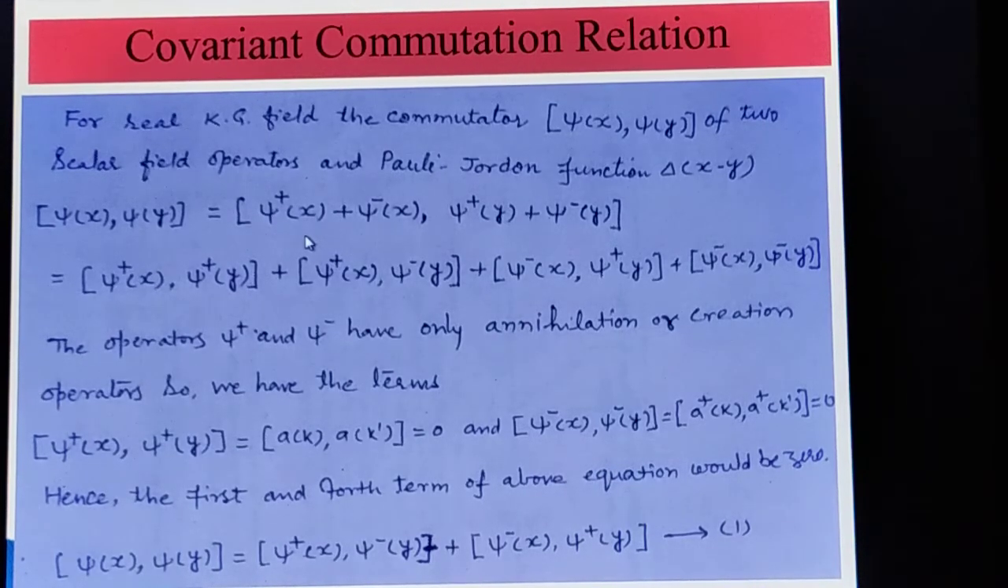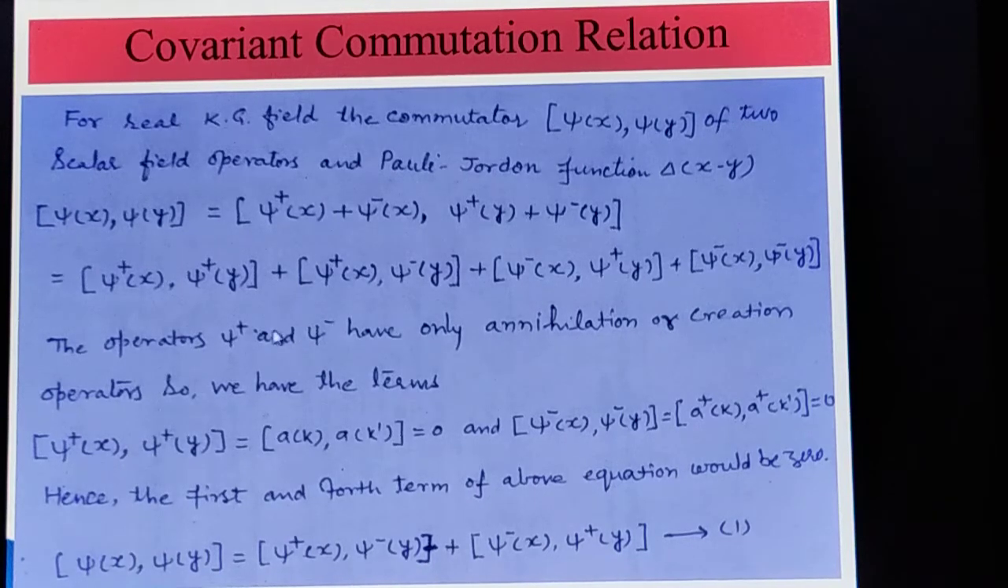This is psi plus x plus psi minus x comma psi plus y plus psi minus y, and you can expand this commutator relation in this manner: the commutator of psi plus x, psi plus y, plus the commutator of psi plus x, psi minus y, plus psi minus x comma psi plus y, and the commutator of psi minus x, psi minus y.